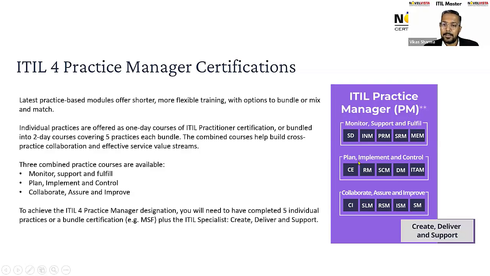Similarly, for transition, you can pick up PIC, plan, implement, and control. So that will be more of change enablement, release management, service configuration management, deployment management, and IT asset management. Now, for collaborate, assure, and improve, you have multiple roles. Like if you're working in the continual improvement team, you can be a practitioner for continual improvement, or service level manager role. So SLM is there, relationship management is there, information security management, and then you also have supply management. Got it. People working in these areas can go for collaborate, assure, and improve.